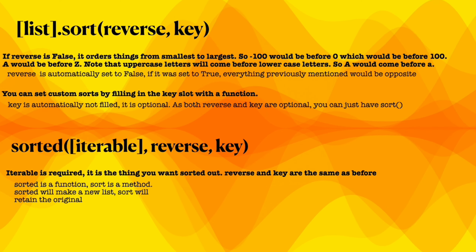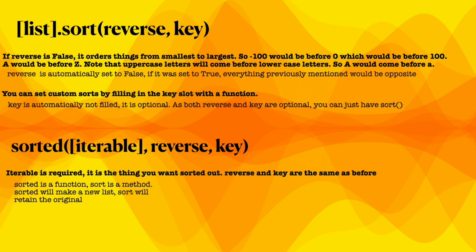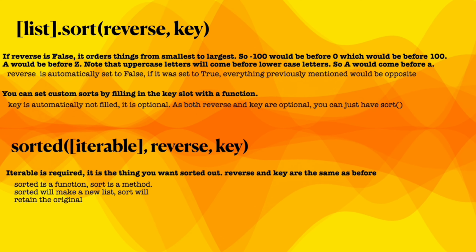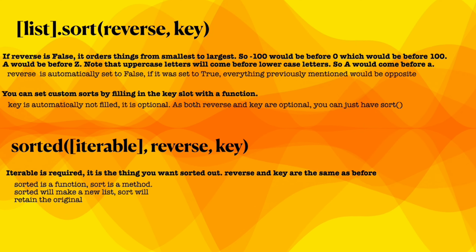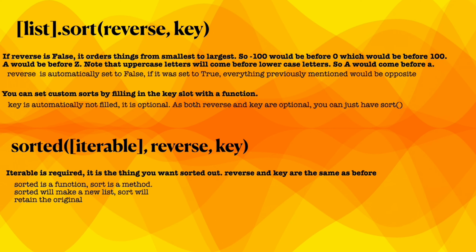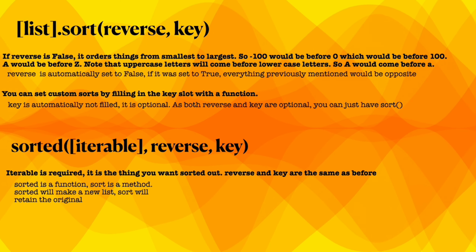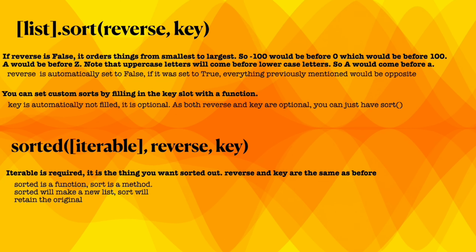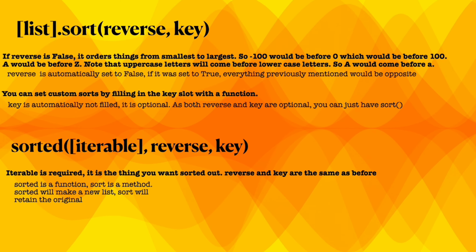Capital A would be before capital Z, but uppercase letters come before lowercase letters. So capital A would come before lowercase a. The key is a custom sort, which means if you have a certain thing you want to sort out that is not reverse, you can add the function in and it will do it to that criteria.